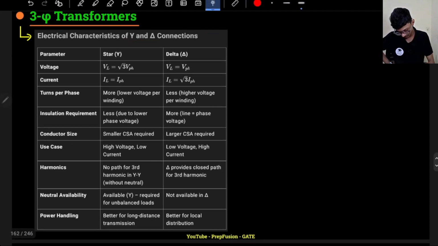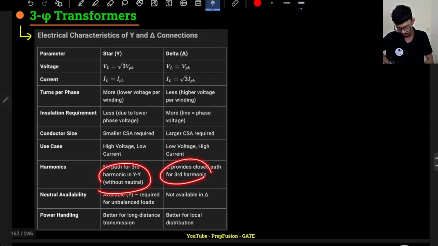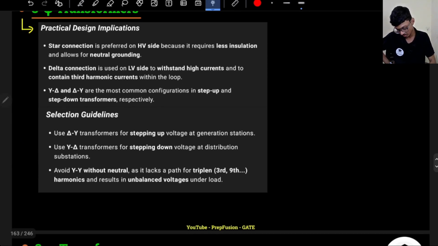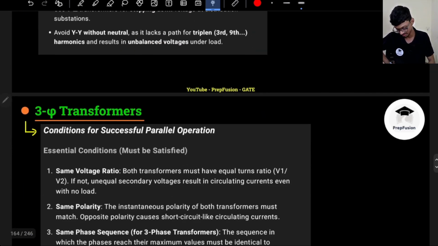So we will discuss about harmonics and all those things in the next to next lecture, so I am skipping these things for now. Okay, harmonics, third harmonics, all those things will be discussed later on. We will see which ones to prefer. Do I need to prefer delta star or star star or delta delta? We will discuss about this.